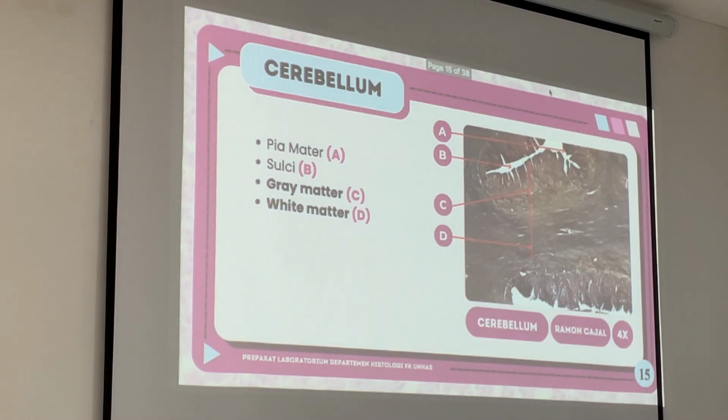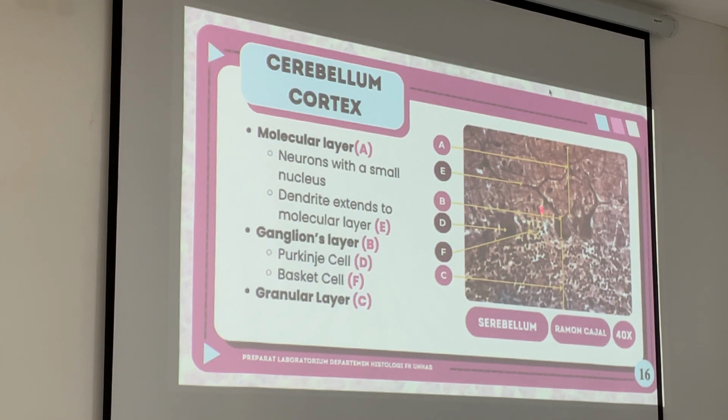Okay, now we go to cerebellum. Cerebellum is almost the same as the cerebrum. It has gray matter and also white matter. The gray matter is actually the cortex of the cerebelli, and then the white matter is the medulla of the cerebelli. We use a specific staining. We use Ramon y Cajal staining to see the Purkinje cell. This is the 3 layers of the cerebellar cortex.